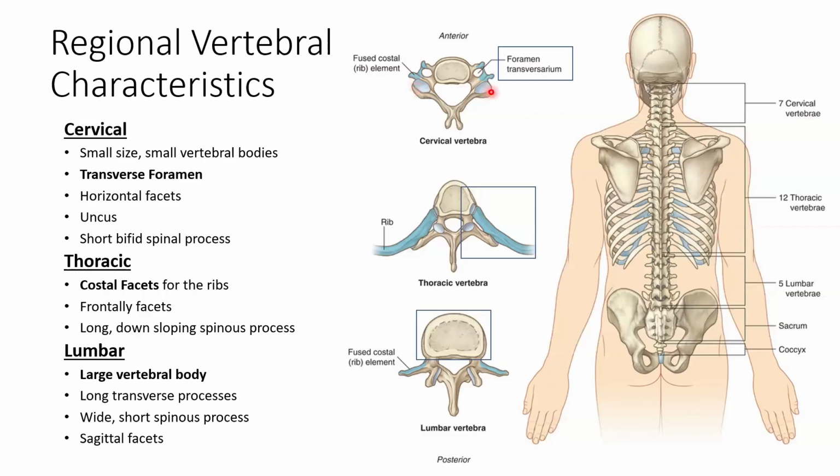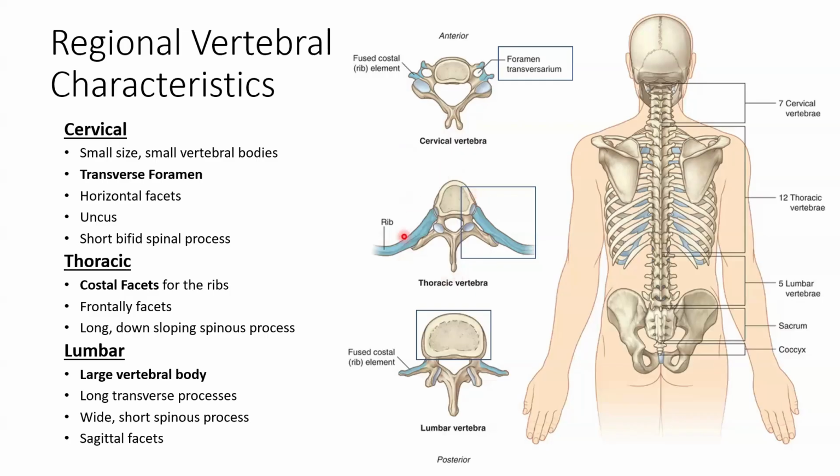The facet joints, the joints that articulate those articular processes with one another, are horizontally oriented. Off the vertebral body are uncus. We'll look at that soon. The uncus off the vertebral body allows for more mobility in the cervical spine. And then off the spinous processes, instead of having one unified projection and long projection off the posterior aspect here, we get short bifid spinous processes, kind of like a little fork.